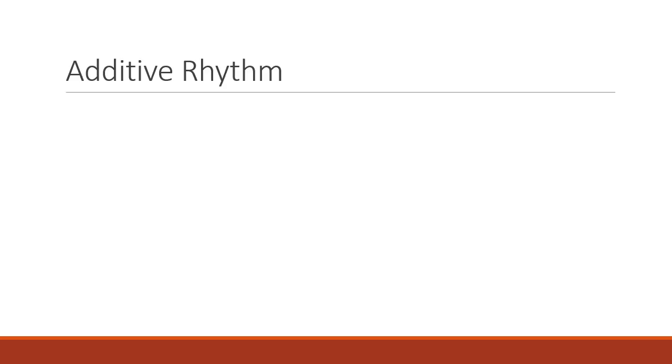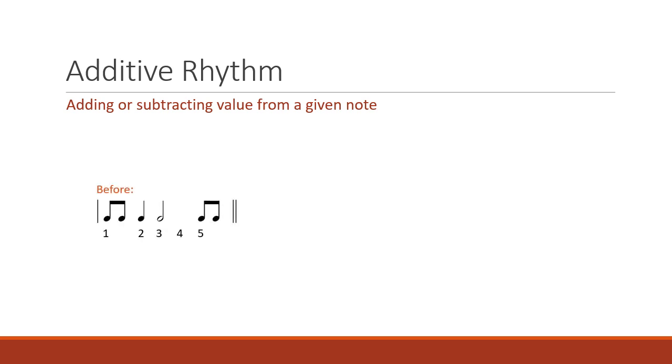Additive rhythm is a process where a composer creates new values by adding or subtracting values from some of the notes. So let's take a 5-beat measure that we would count like this. Ta ta ta ta ta ta. Now let's mess with some of the notes.